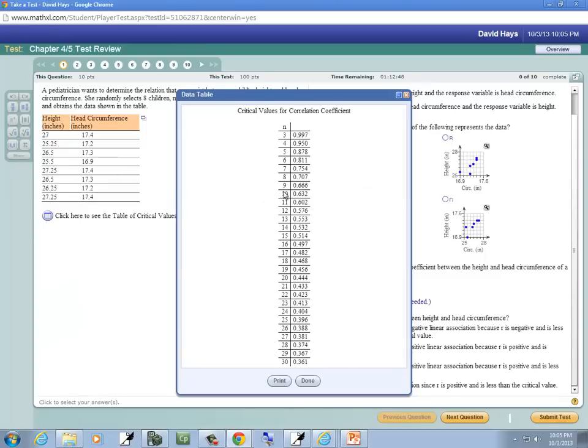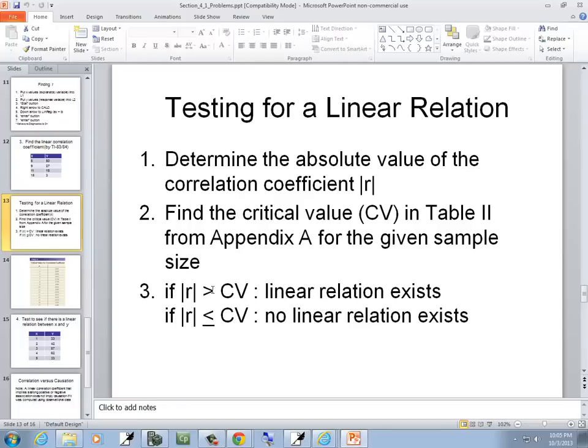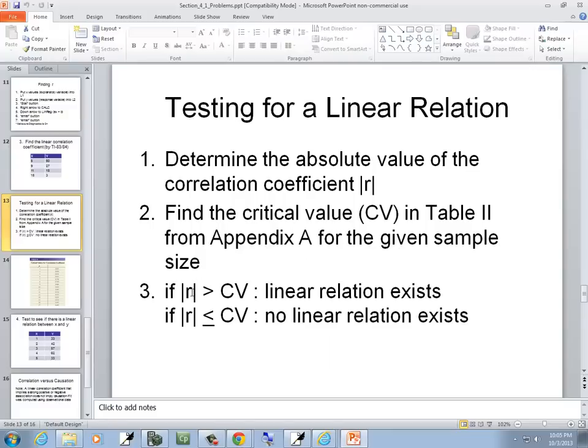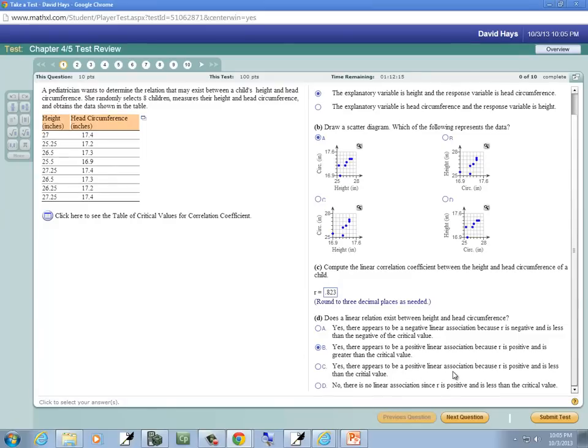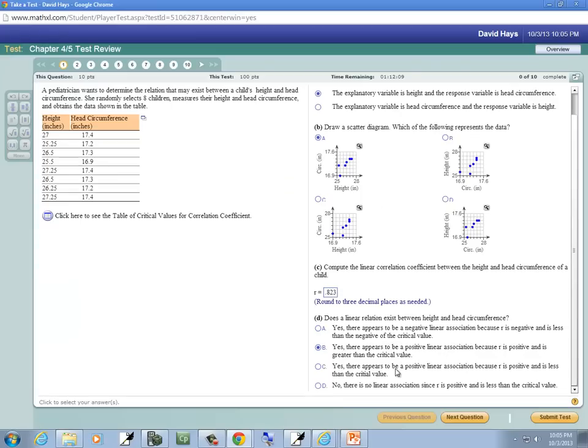Okay, so we said we had 8 items. Critical value is 0.707. And the absolute value of R is greater than that. So absolute value of R is greater than it, says linear relation exists. Okay, so it has to be one of these yeses. There appears to be a positive linear association because R is positive and greater than the critical value. R being positive has nothing to do with it actually, but because our formula says you compare the absolute value of R, yes, there appears to be a positive linear association. This is just checking to see if it's a linear relation. Okay, because R is positive and is greater than the critical value, it'd be B. And we'll go to the next question.